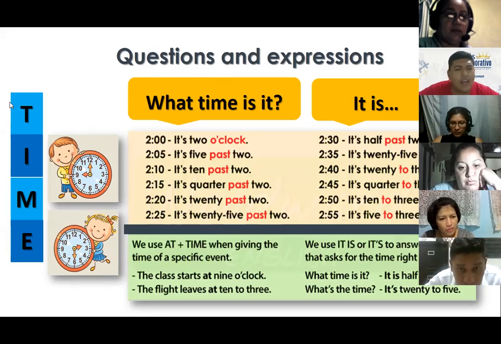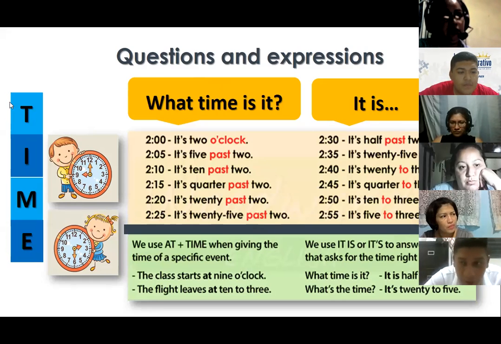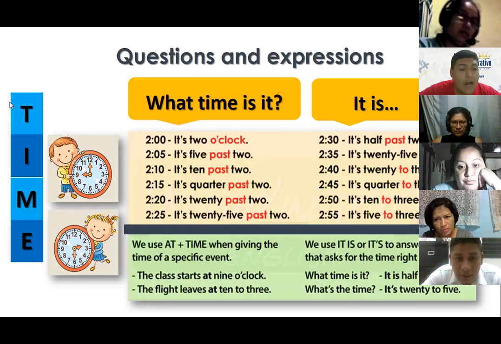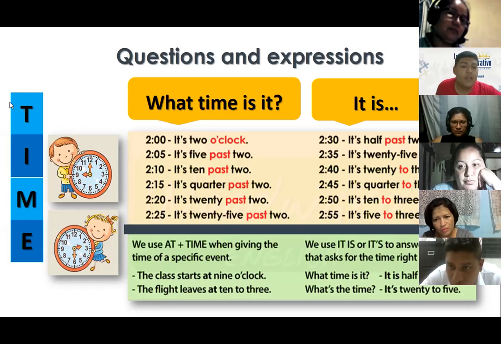How would it be? ¿Cómo sería? La hora ahorita, la hora actual. It's... How would it be? It's 43 past 8. Exactly. Han pasado 43 minutos de las 8 de la noche. It's 43 past 8. That's how you say it, right?